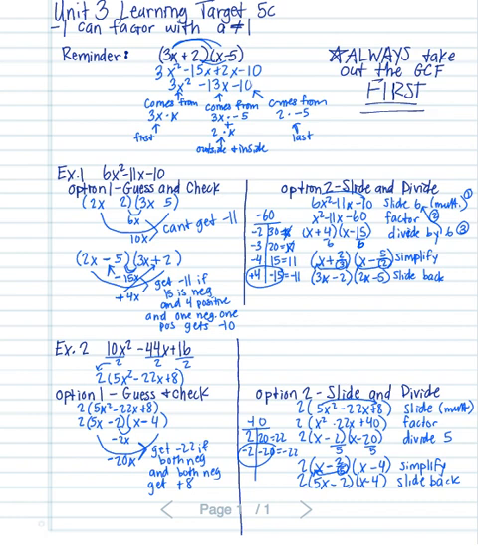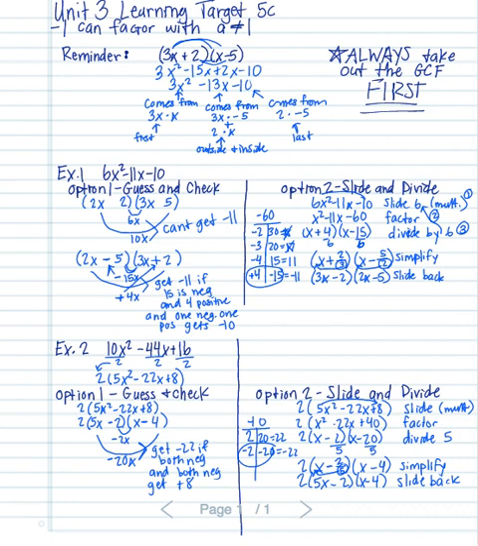So again, sorry for the long video, but see which option makes the most sense to you. Guess and check works. Sometimes you'll get it the first time. Sometimes it might take you a little while. The good thing about slide and divide is that you follow the same process every time, but you can't use slide and divide unless you follow the whole process.